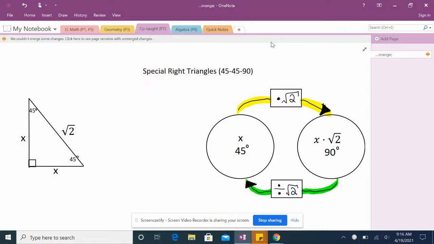This video is on special right triangles, 45, 45, 90. Here is a right triangle, and the legs are both x. Across from the 45-degree angle, we have the side of x.